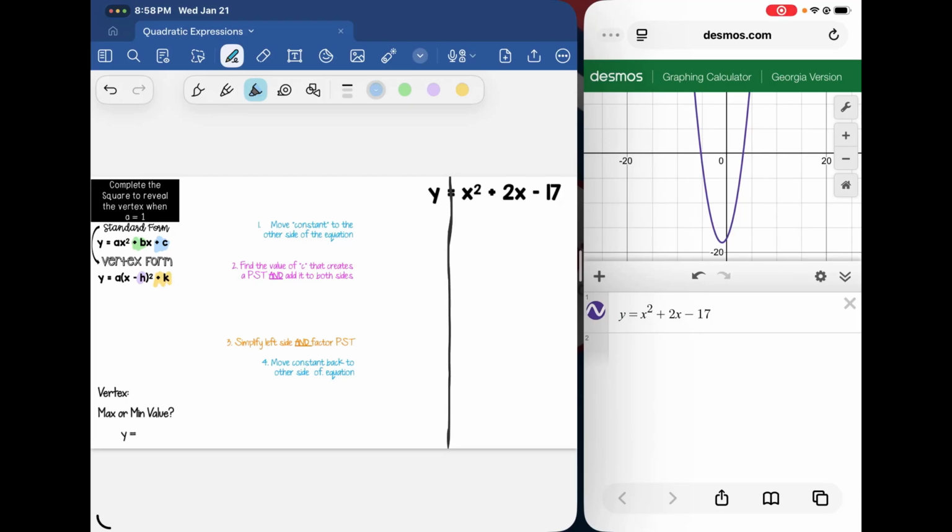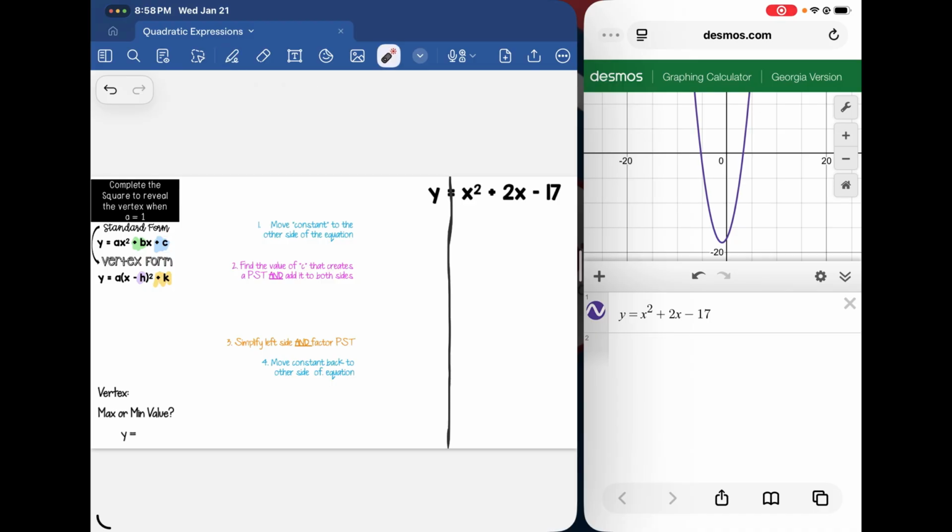All right, guys, we're going to pick up from our lesson from yesterday. Yesterday, we learned how to create a perfect square trinomial by finding the value of c that will complete the square. Today, we are going to add on to that. So today we're going to learn how to go from standard form to vertex form.